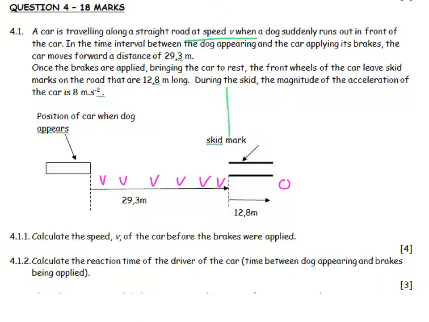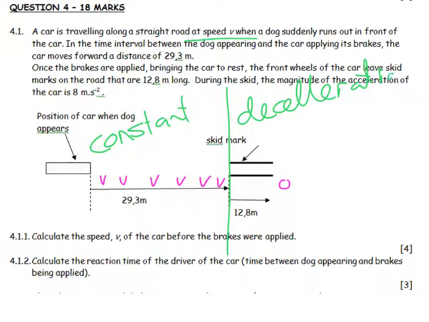So there are two parts to this journey. This is a constant velocity, and this is a deceleration. The acceleration they give me is, the magnitude of the acceleration of the car is 8, and that's magnitude only, so it's not saying that it's slowing down, but I know it's slowing down because it gets to stop at the end of it. Calculate the speed of the car before the brakes were applied.